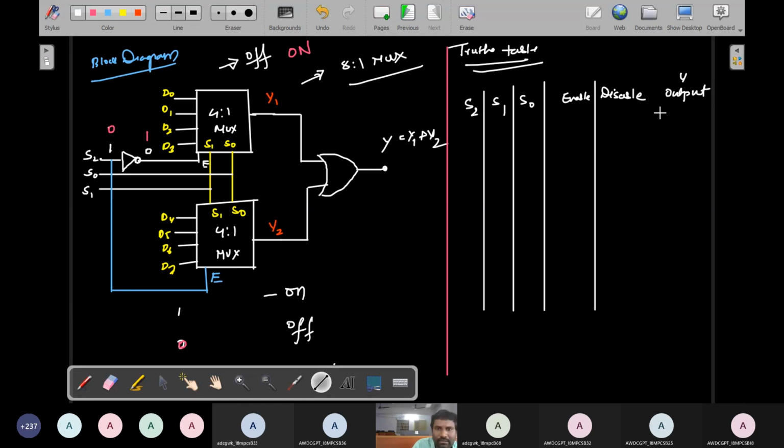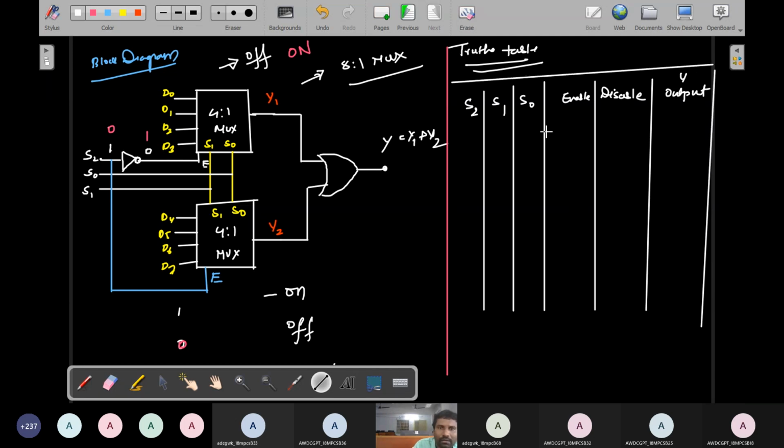Right now, here I am using only 3 terminals. I am using 3 selecting lines only, but it is a 4:1 multiplexer. This is the multiplexer M1, and this is the multiplexer M2.